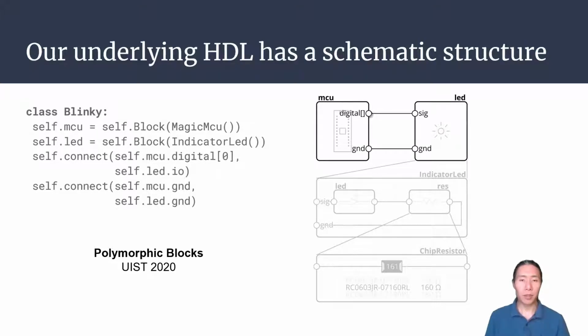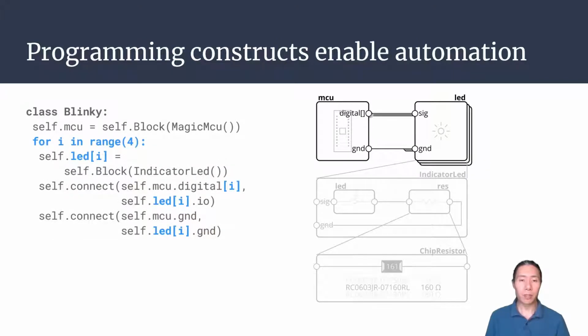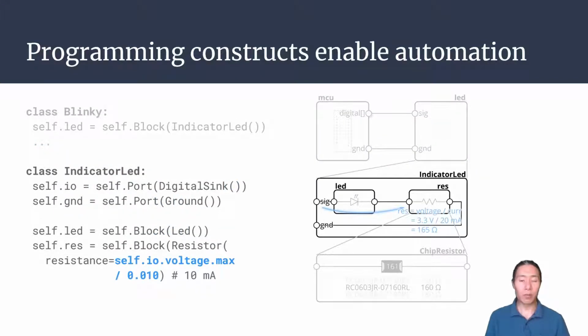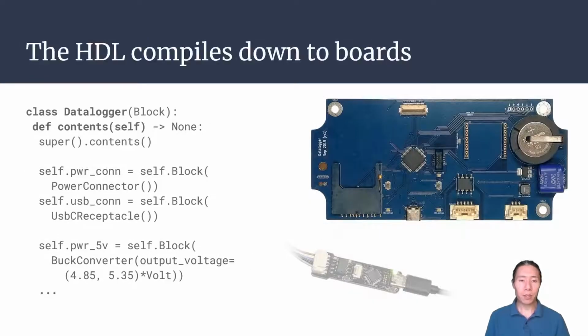Polymorphic blocks has a schematic-like structure, with the basic elements being blocks, like this indicator LED, the ports on those blocks, like the LED signal pin, and connections between those ports, like to the microcontroller. The real power of an HDL is the ability to programmatically generate pieces of this schematic. For example, we can wrap the LED and connections in a for loop to create an array of LEDs. Code can also solve for component values, such as by applying Ohm's law to this LED resistor circuit, or even choose a resistor part number from a parts table. Ultimately, this compiles down to netlists, which can then be laid out to produce real working boards, like these examples.